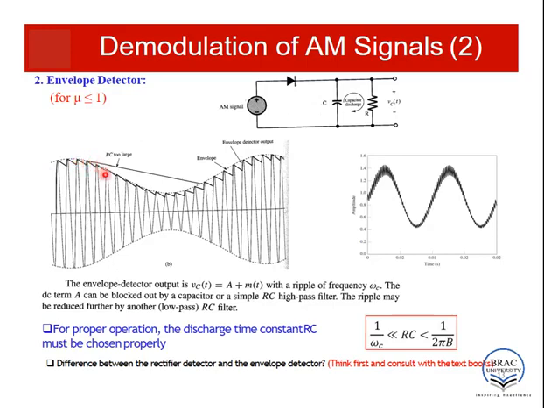This ripple can be minimized by carefully choosing the values of R and C. For proper reconstruction, RC must be much greater than the time period of the carrier, which is 1 by omega c. Also, RC needs to be less than the inverse of 2 pi times the message bandwidth. If you choose an RC too small, the ripple will be very high. If you choose an RC too large, the output will not be a proper representation of the signal envelope.